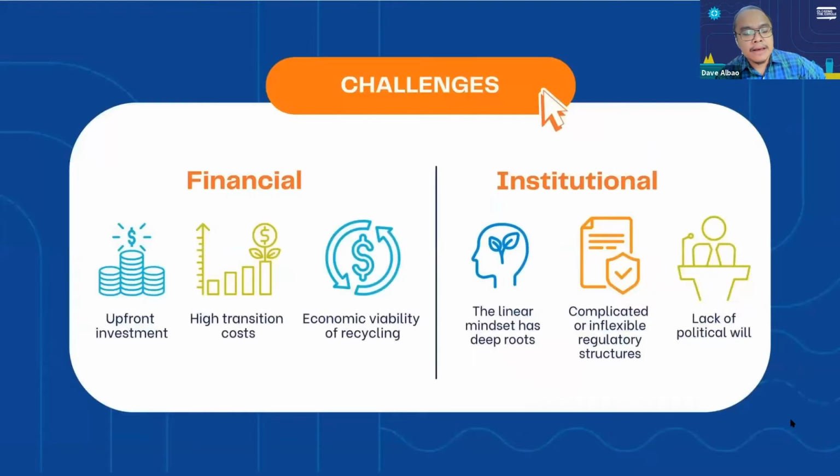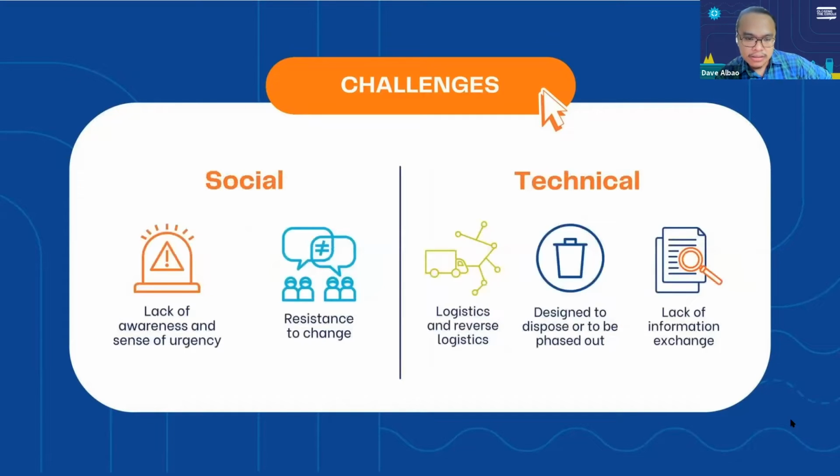We will, of course, always talk about challenges and benefits. So I know a lot of you have these in mind: the financial challenges, upfront investment, high transition costs, economic viability of recycling. What about institutional challenges? The mindsets that are already linear for a long time, the lack of political will, regulatory barriers, and also other sets of challenges, which are on the next slide. The social challenges, for example, resistance to change from communities and the lack of awareness. The technical aspects, which are logistics, reverse logistics, and the lack of information exchange.